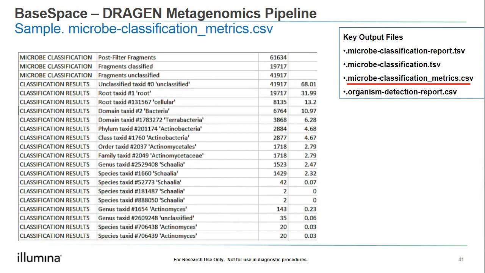The third output file is the classification matrix, which lists the classification results, and in each row it will be the number of the fragment count for each taxonomic level.